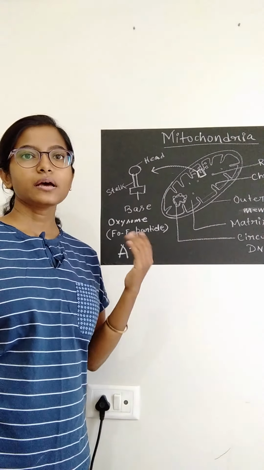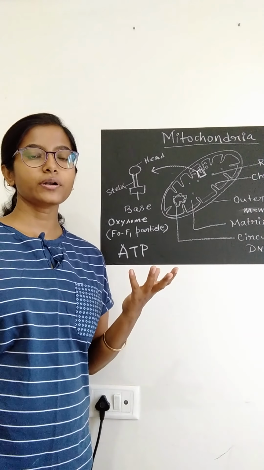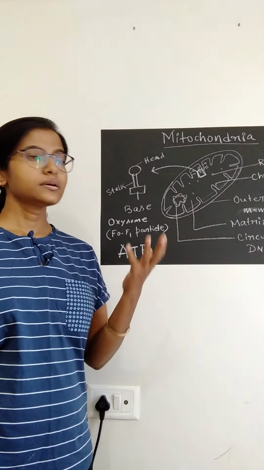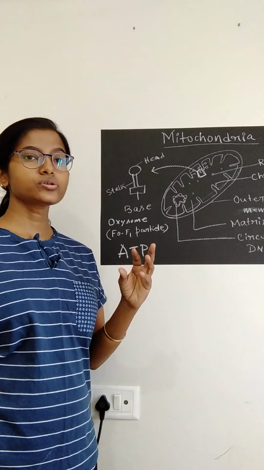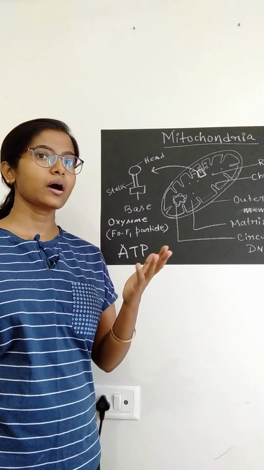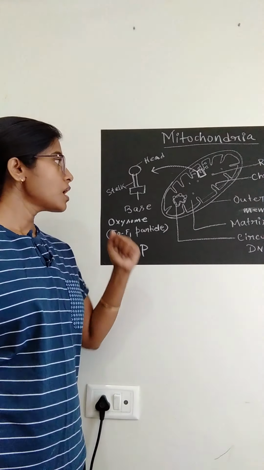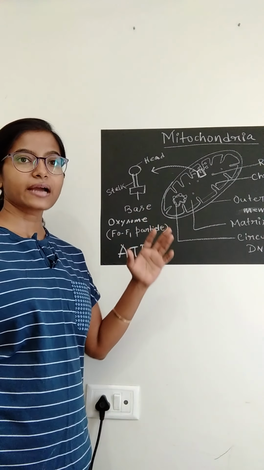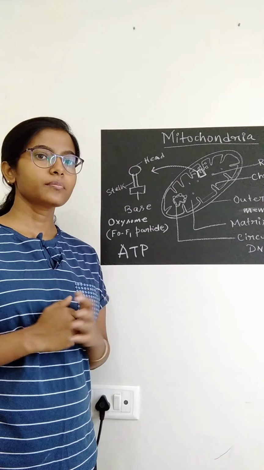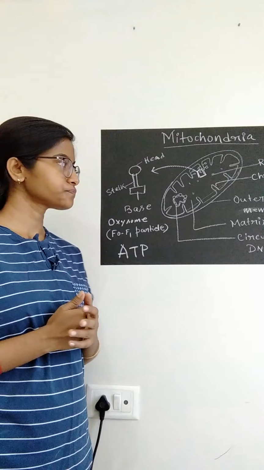The outer membrane allows passage of important particles into the mitochondria, and the inner membrane also allows passage of selective particles inside and out of the mitochondria. And the inner membrane is actually providing a larger surface area for mitochondrial functioning.